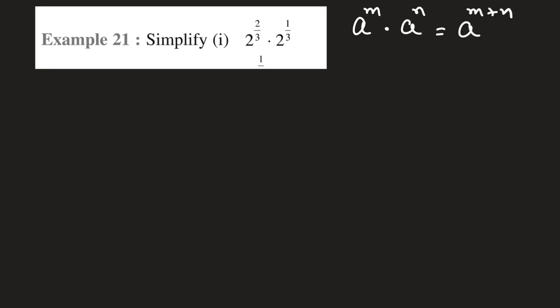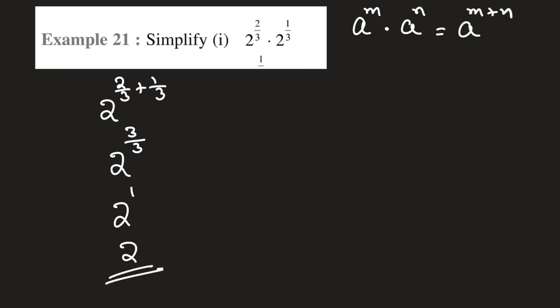So we can apply this. So it becomes 2 to the power 2 over 3 plus 1 over 3. And we have learned how to add fractions. Since the denominators are same, we can add the numerators. So it's going to be 2 to the power (2 plus 1) over 3, which is 2 to the power 1, which is same as 2. So this is the simplification of this.